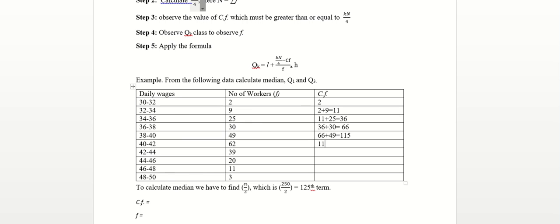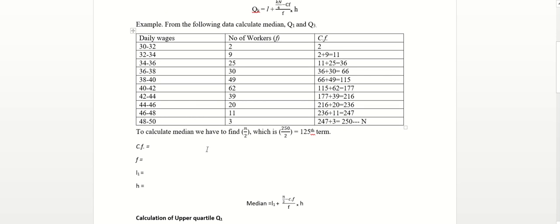Then 115 plus 62 is 177. Then 177 plus 39 is 216. 216 plus 20 is 236. Then 236 plus 11 is 247. Then 247 plus 3 is 250. So this is 250 and this is also called N, sum of frequencies.